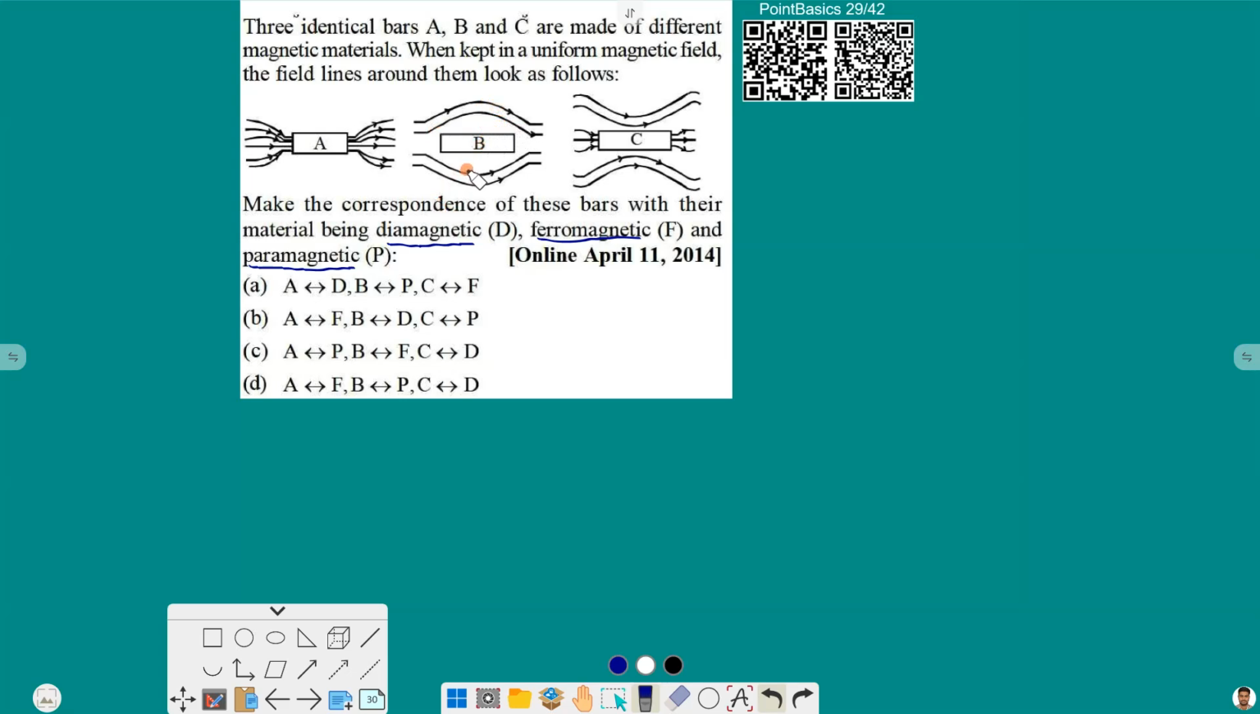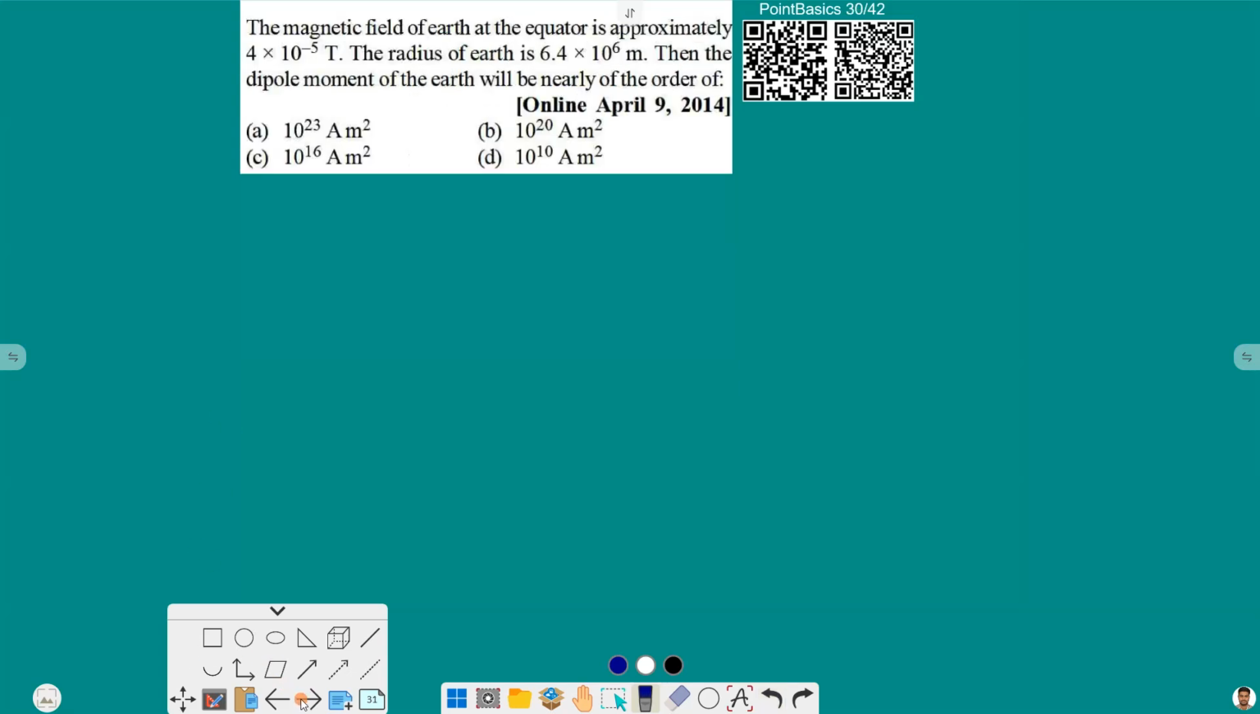So B will be paired with D. And here we can see in the diagram that all the magnetic field lines are passing through A. This is the type of behavior shown by ferromagnetic material. So A will be paired with F, and the remaining C will be paired with P. So A-F, B-D, C-P, option B will be the right answer here. Let's move to the next one.